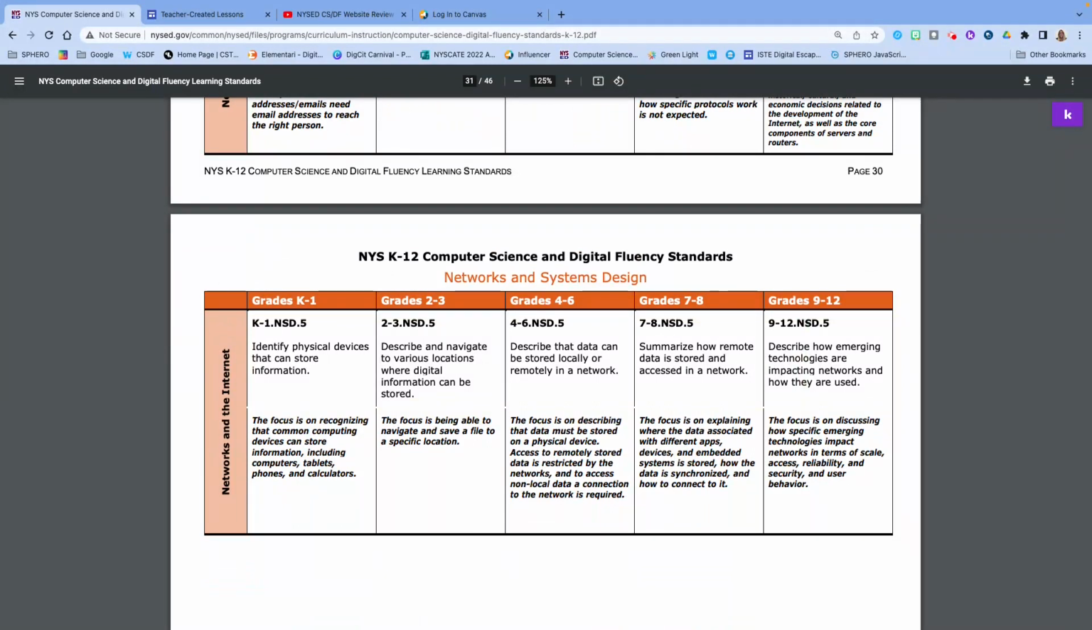And then when we get down to NSD5, what we're looking at here is being able to identify and describe the physical devices and the locations of data in a network. Where is our data stored? How is it stored? This could be looking at privacy policies on the tech tools that our students use, and then analyzing how we're sharing that information. Here we can explore emerging technologies. How fun is it to try out different Google experiments or different things that can make an impact on our society. So that is it for networks and systems design.